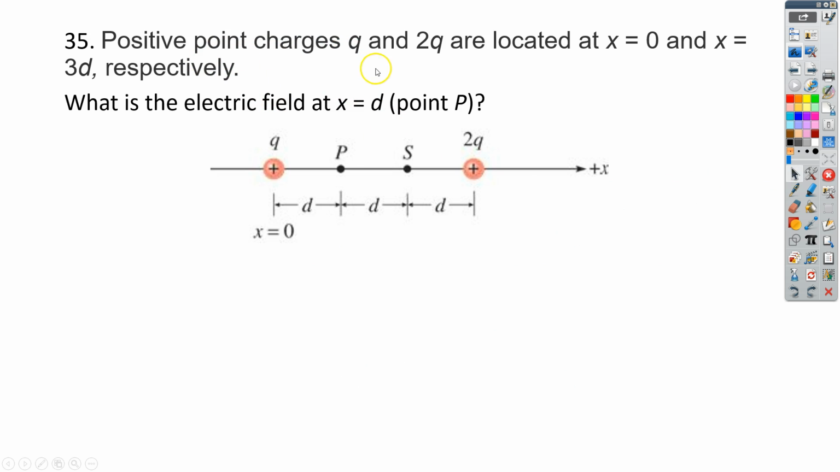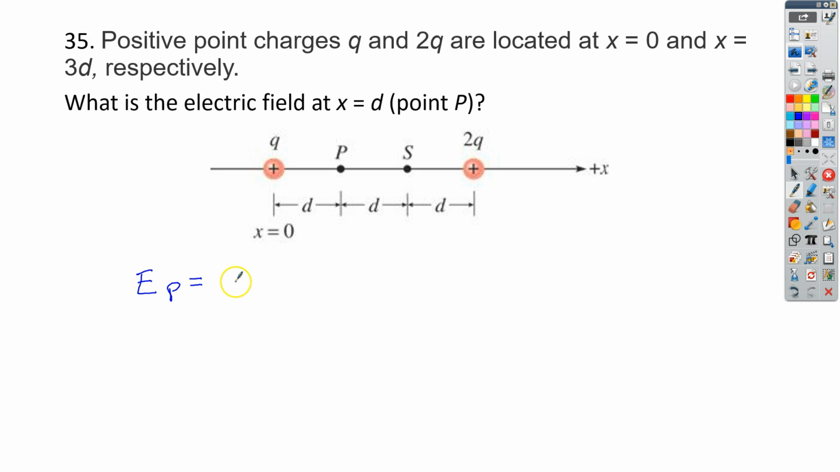I have positive point charges Q, so here's Q, and 2 times Q located at x equals 0 and x is equal to 3 times D, which would be right here. They want to know what is the electric field at x is equal to D, which would be point P. So we're measuring from the left side. To do this one, we're going to say the electric field at point P is going to be equal to, and now we need to find the electric field due to each positive charge.